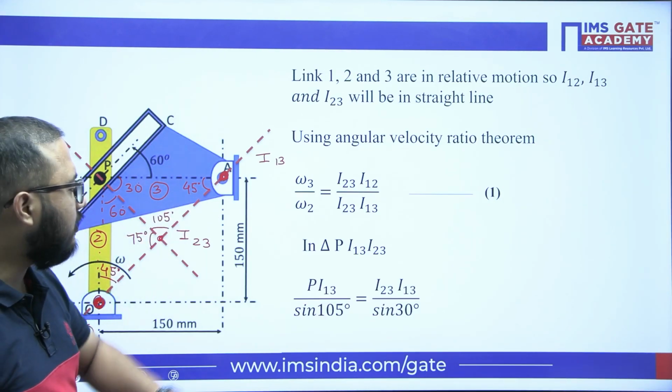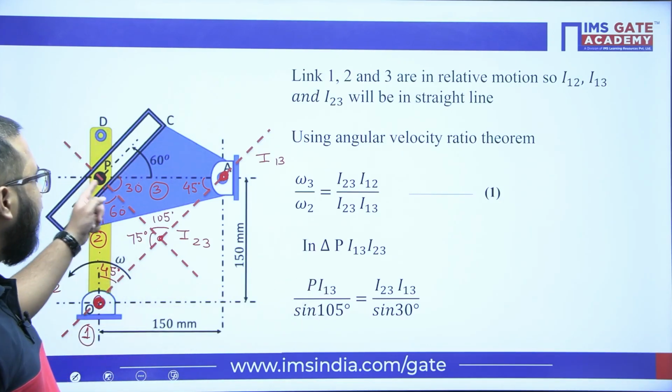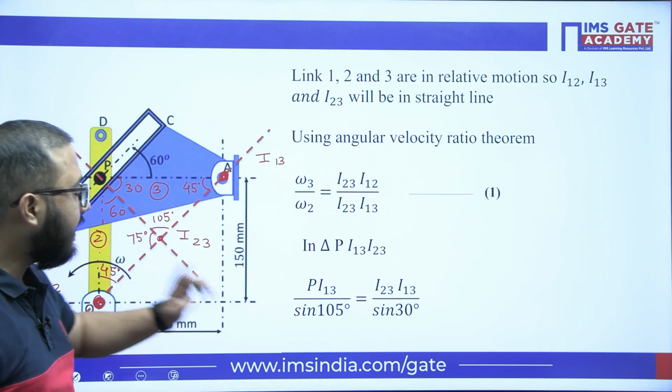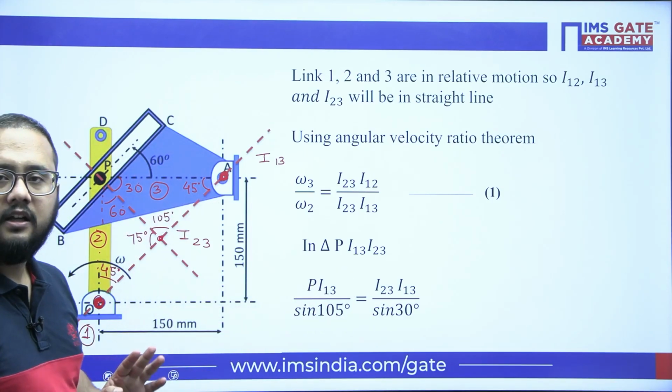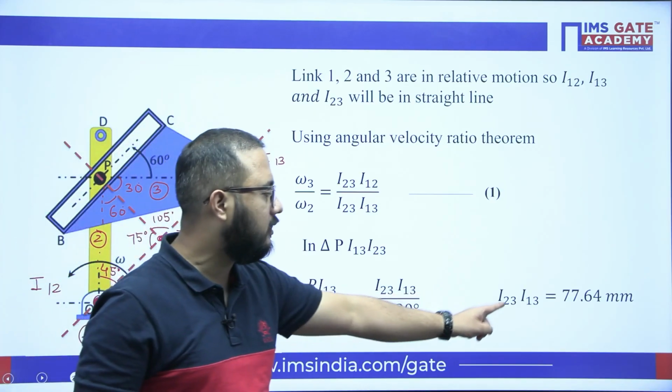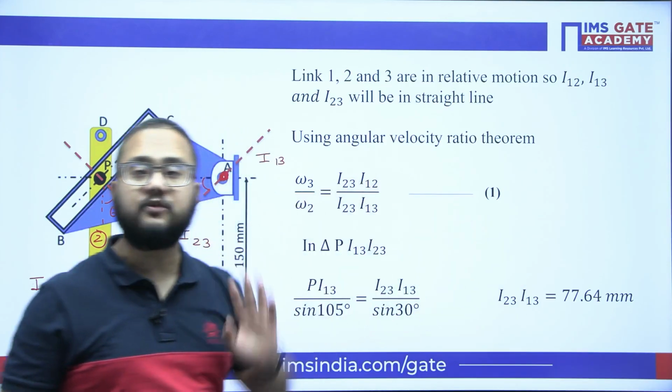So if I apply sine rule, this relation I will be getting: angle opposite to PI13 will be 105, and angle opposite to I23 and I13 will be what? 30 degree. So from that I will get the distance I23 I13. Distance of common instantaneous center I23 from I13 will be 77.64.